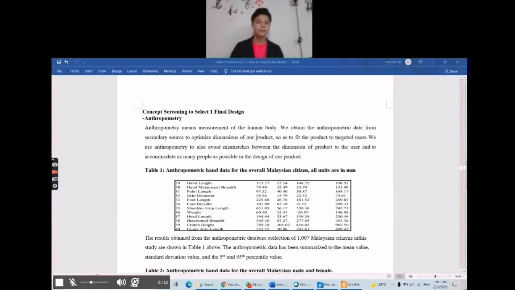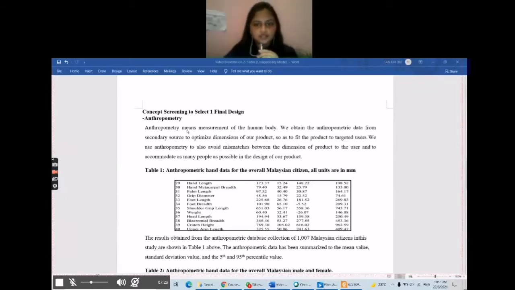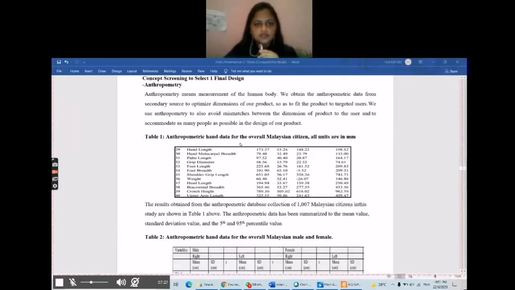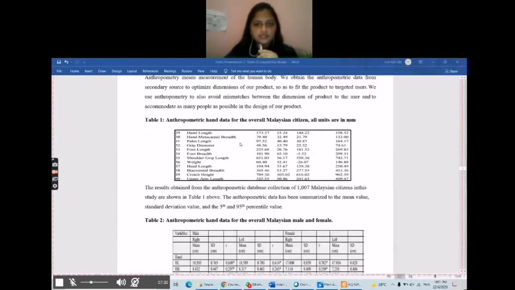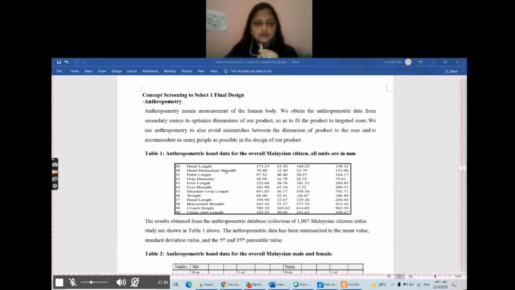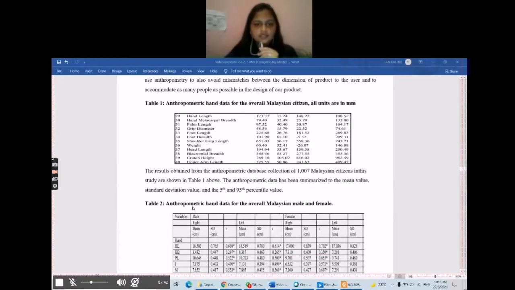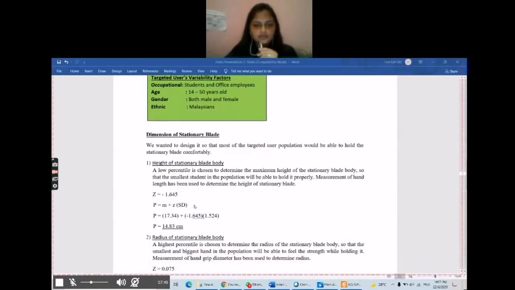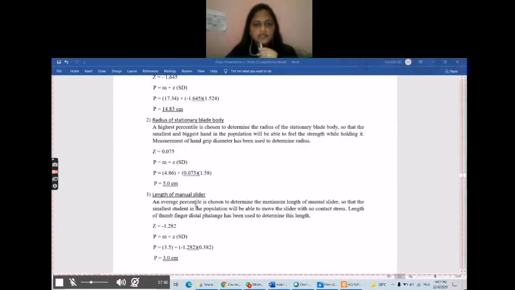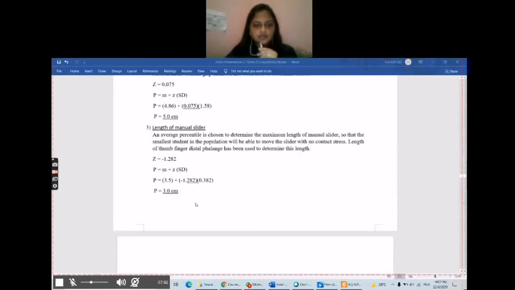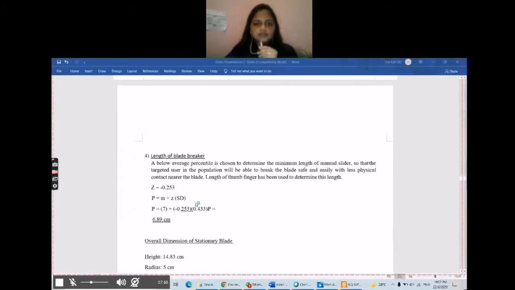Okay, the concept is to select the one final design by anthropometry data, user interface, and also personas. First of all, anthropometry: we use this data to set the dimensions of the stationary blade. The first dimension of the stationary blade is 14.83 cm. The radius of the stationary blade body is 5.0 cm. The length of the manual slider is 3.0 cm and the length of the blade breaker is 6.89 cm.